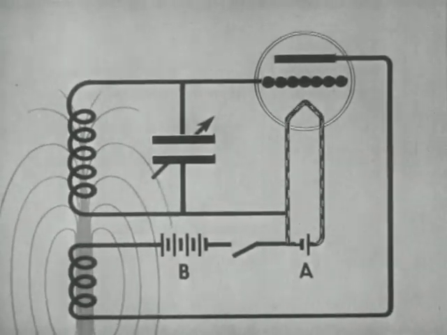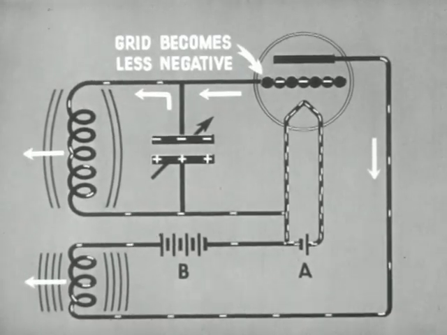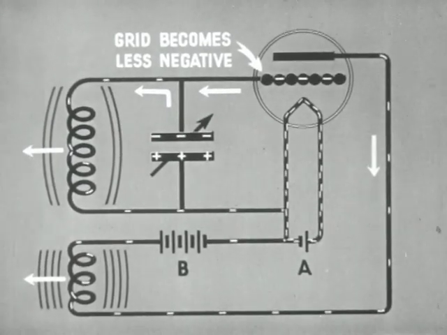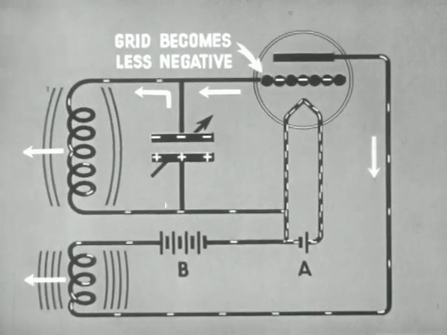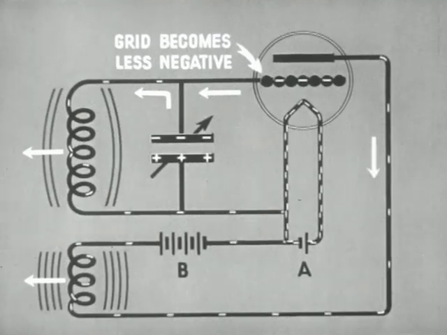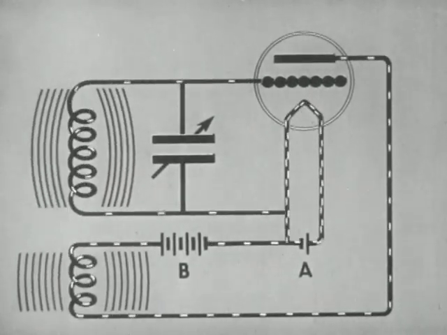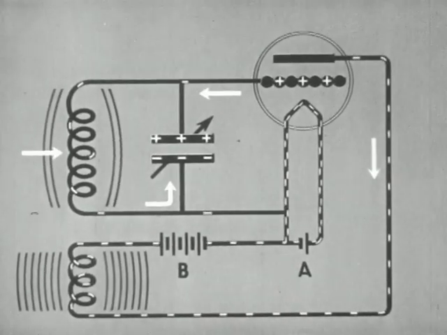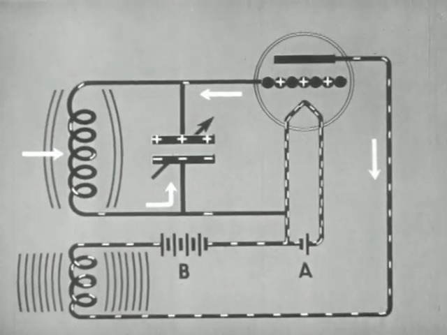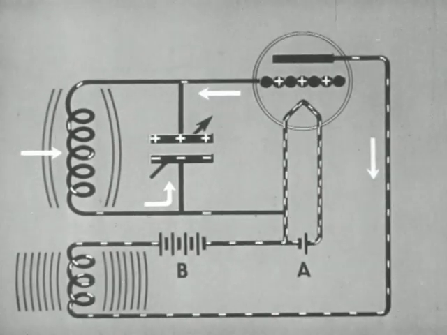This happens when the key is pressed. As the plate coil field builds up, electrons flow away from the grid. Thus, the grid becomes less negative and more plate current flows. When the plate current reaches maximum, there is no change in the field, hence no current is induced in the grid coil. The field of the grid coil collapses and helps to charge the condenser.